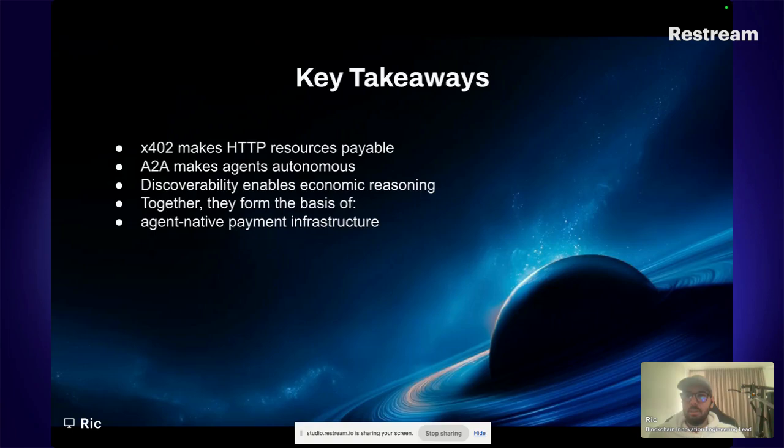So yeah, I guess some of the key takeaways are obviously that x402 makes HTTP resources payable. We have agent-to-agent frameworks that finally generate a system where agents can act in an autonomous manner. It generates discoverability and also enables economic reasoning. And so together, they form the basis of what we are going to call the agent-native payment infrastructure.